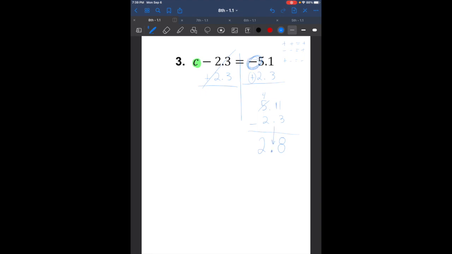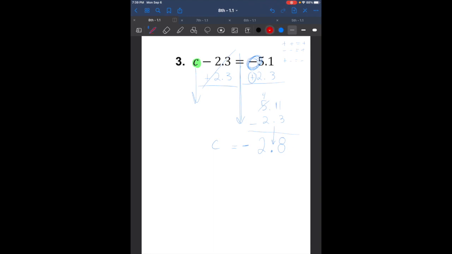Remember, we said we had more negatives than positives, so we know our answer is going to be negative. Drop down your equal sign. Drop down your variable. And now you have C is equal to negative 2.8. Well, let's check our answer and see if it is correct.